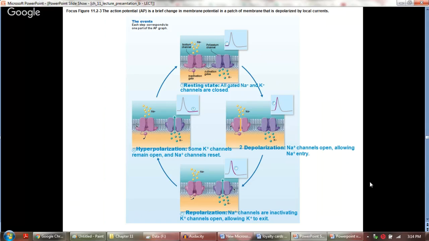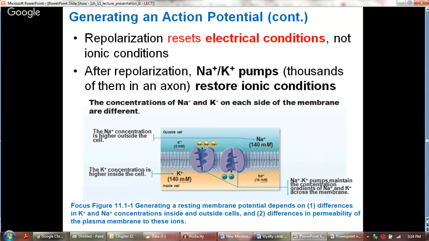So here it shows all the four steps that we have discussed: the resting state, depolarization, repolarization, and the hyperpolarization process. So how is the action potential generated?